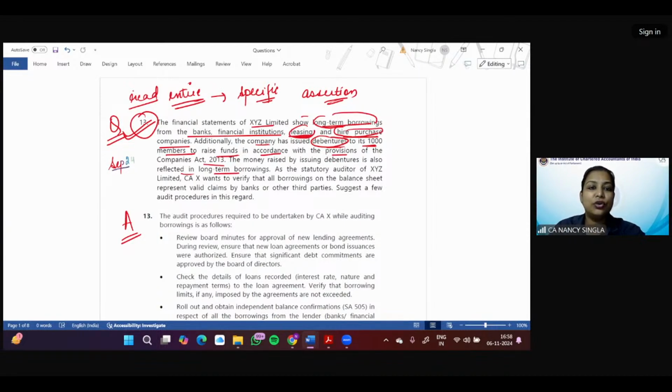As the statutory auditor of XYZ Limited, CA X wants to verify that all borrowings on the balance sheet date represent valid claims by banks or other parties. Suggest a few audit procedures in this regard. Go through this question and send me the answers that you will write in your exam.